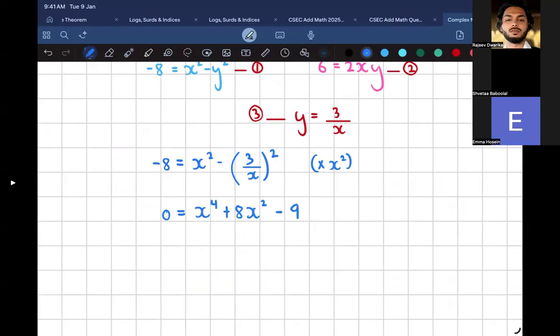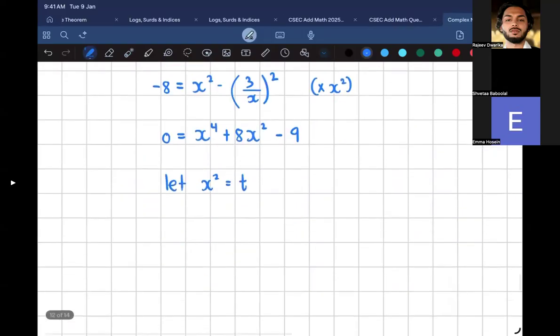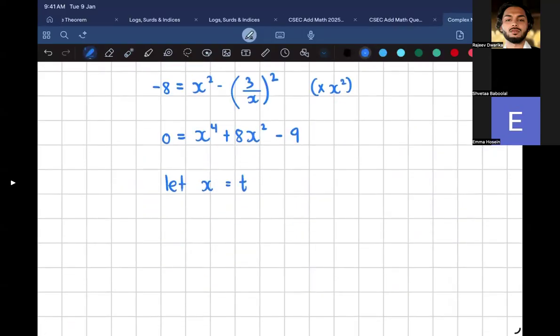And then we could say let x squared be equal to t, right? You know why I'm using t? Because my notes use t. All right. Body is t.